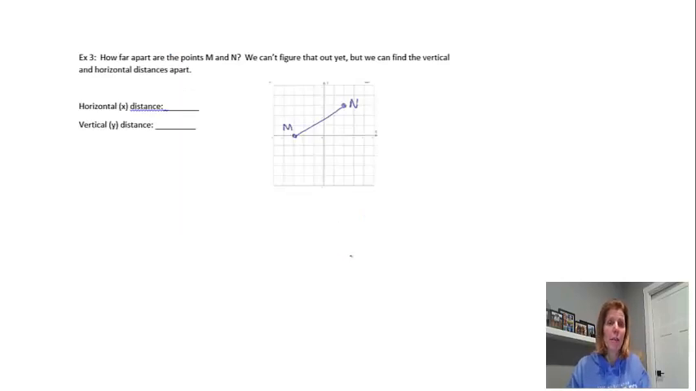Okay, so the next example is how far apart are the points M and N? Notice without the distance formula, which we won't learn until geometry, we can't figure that out, but we can find the vertical and horizontal distances apart, even though they're not just horizontally or vertically away from each other. So to get the horizontal or x distance, we're going to go right here. And actually, it's helpful if you draw yourself a triangle connecting those two, like a right triangle. Then the bottom part going across is going to be your x distance, and the part up here is going to be your y distance.